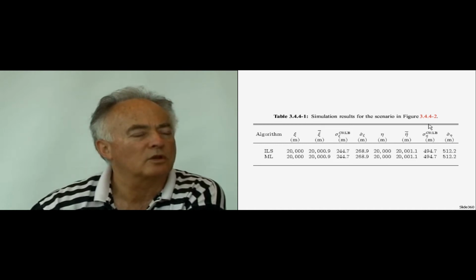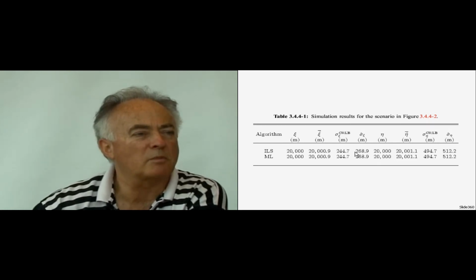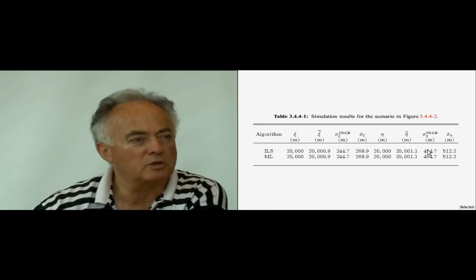Here is the first scenario where you can see that the sigma CRLB for the x-coordinate is 245. The sample standard deviation based on 350 observations is very close to it. And very similarly for the eta, or the y-coordinate, we get about the same result. Now, remember these numbers, 250 and about 500 here.